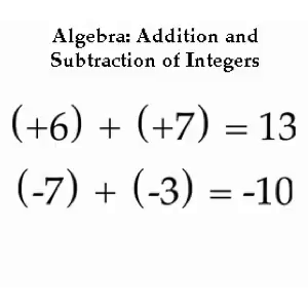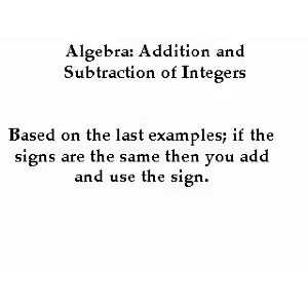So the first one we have is a positive 6 plus a positive 7, which ends up being 6 plus 7, which is 13. If we look at negative 7 plus negative 3, we end up with negative 10. So what that tells me is if the two signs are the same, we will add the two numbers together and take the sign of that number.